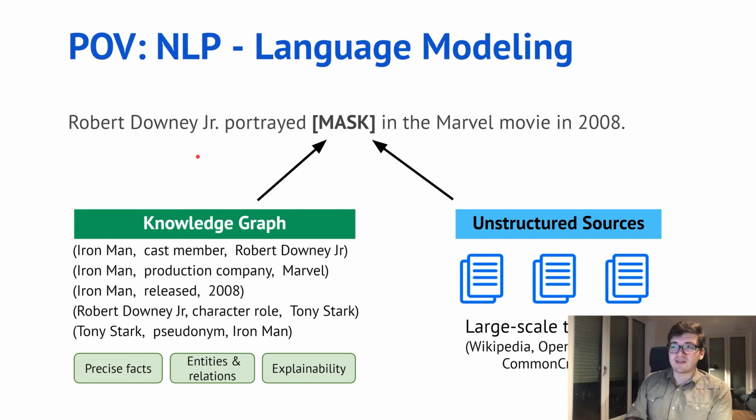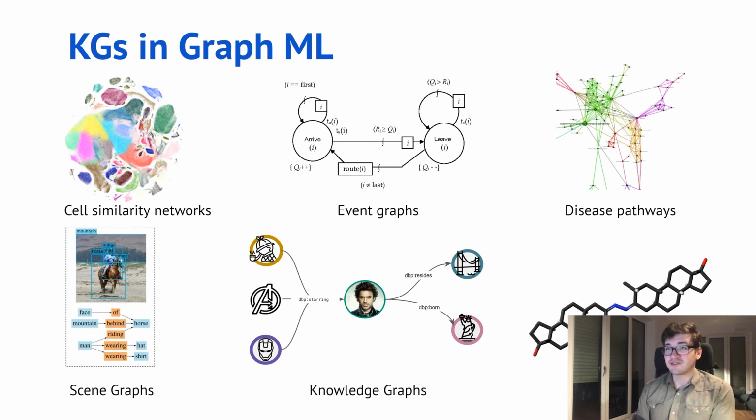One interesting thing that the NLP community takes from KGs is especially in language modeling, where your favorite enormously large transformer architecture can also benefit from KGs, especially in the masking task of the masked language model. In addition to unstructured sources, you can use knowledge graphs with particular, precise facts. And here Robert Downey Jr. portrayed Tony Stark. It can be inferred from the graph in addition to unstructured sources. And the fusion of graphs and unstructured sources is one of the 2020 topics, or even 2021 topics, in KGs and NLP. So then let's move to GraphML.